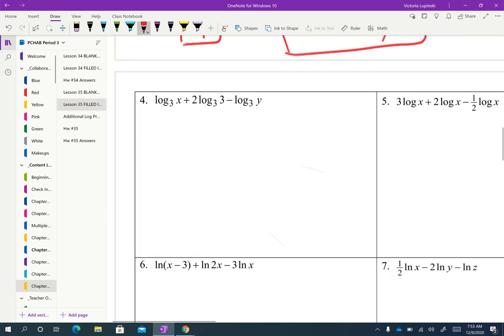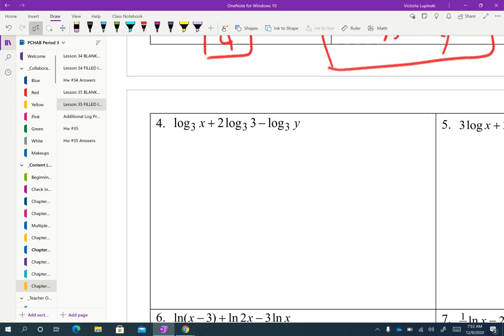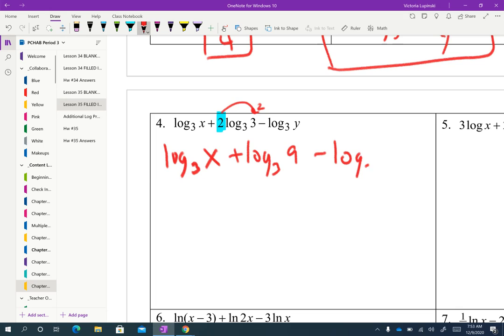So let's go ahead and try a few more. Take a look at number 4 here. So again, notice you first have things being added and then things being subtracted. I'll go ahead and do them one at a time, and you can eventually do a couple steps at once if you want. So starting with the fact that there's a 2 out front, I'm going to go ahead and move that 2 up to the exponent. That's going to give me a 3 squared, which of course is a 9. So log base 3 of x plus log base 3 of 9 minus log base 3 of y.